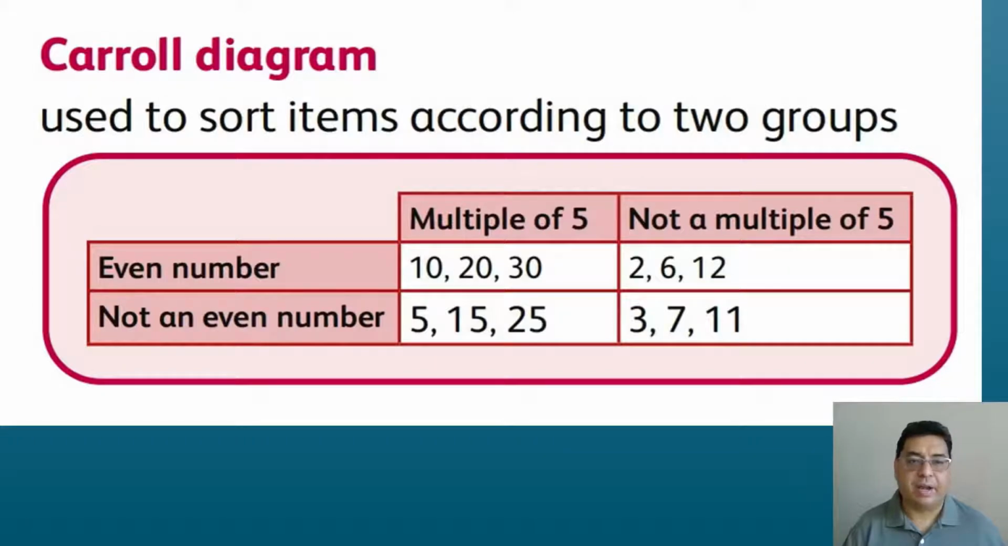Carroll diagram. Carroll diagram is used to sort items according to two groups. And here's an example here of what a Carroll diagram looks like, and I will make a video later on to get into this more.